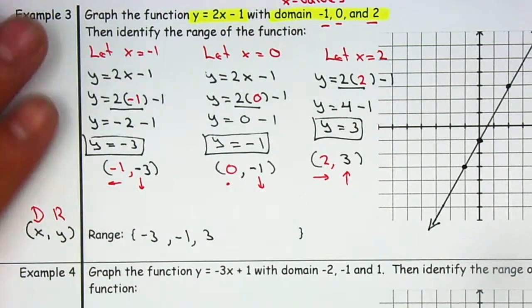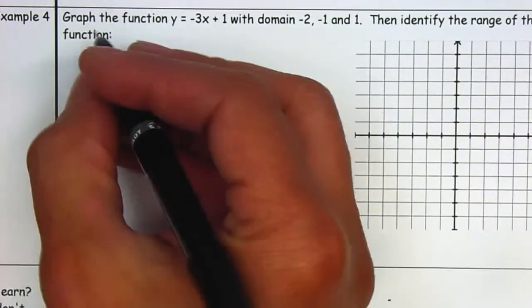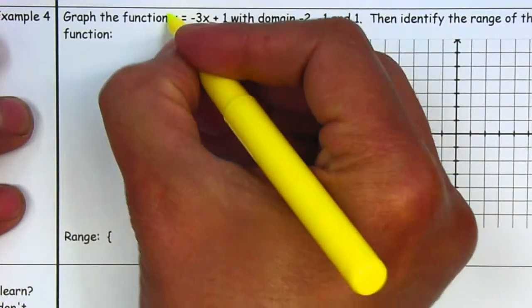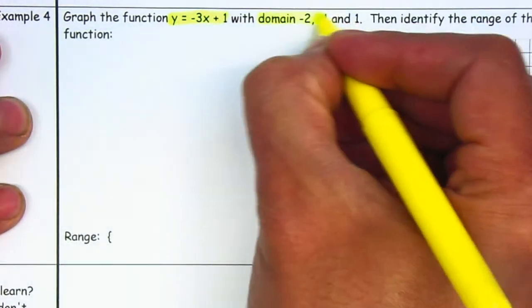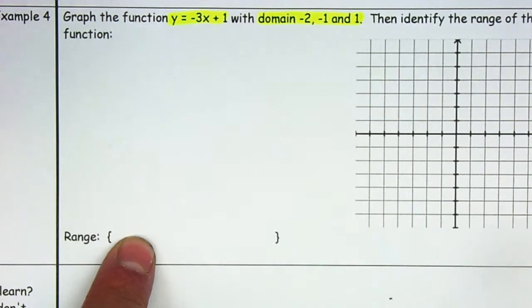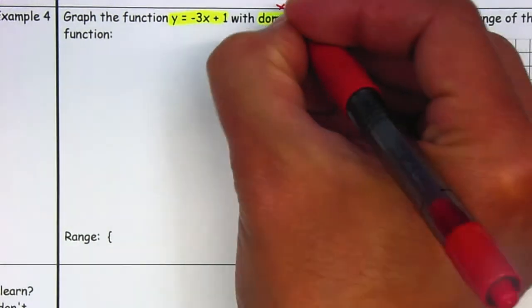Great. So for example number 4, I need to graph the following function. So I'm going to use my highlighter. And they want me to use the domain -2, -1, and 1. And then I'm going to identify my range afterwards. So first, remember your domain are your x values.